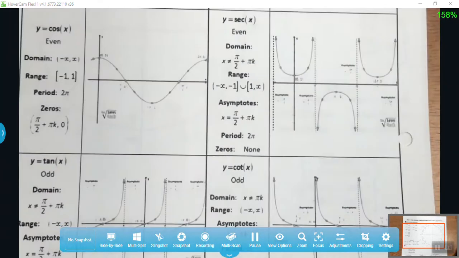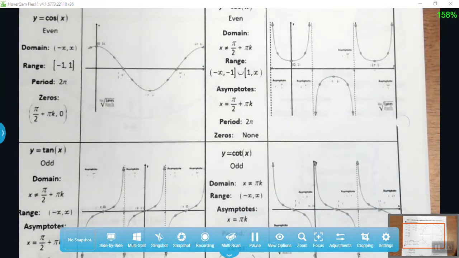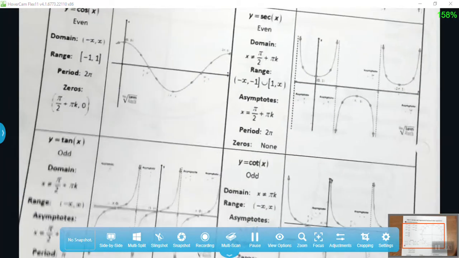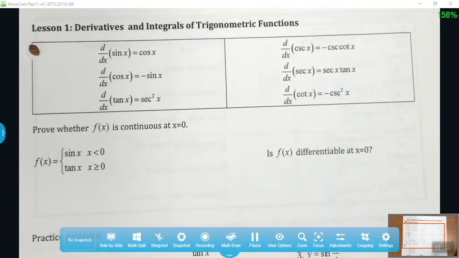On the back, I just put in the graphs of sine, cosine, tangent, secant, cosecant, and cotangent. And it has their domain and range and period and zeros listed. But knowing the general shape is really all you have to do. But that's just for reference. Okay, now let's go to the easy stuff.